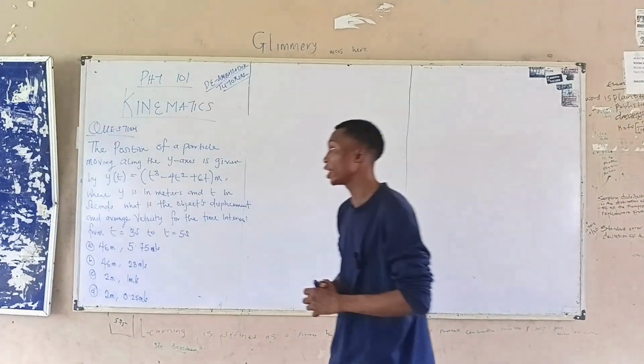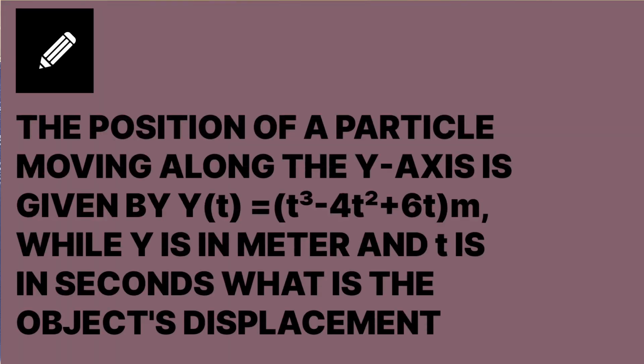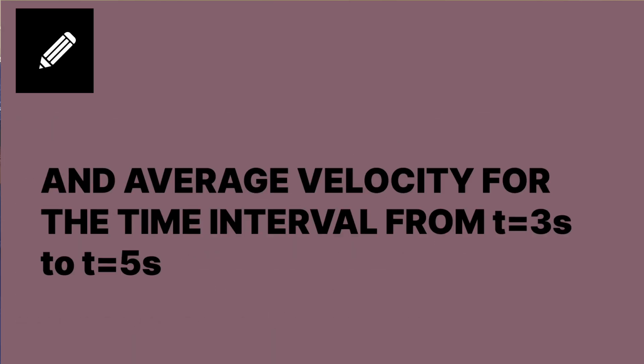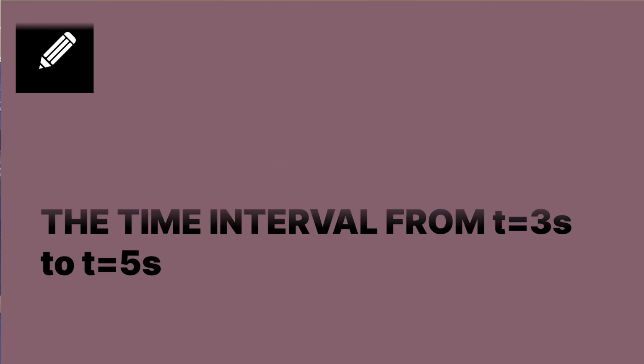Looking at this question, it says the position of a particle moving along the y-axis is given by y as a function of t equals t cubed minus 4t squared plus 6t, in meters. Y is in meters and t is in seconds. What is the object's displacement? That's the first question. And the other question is the average velocity for the time interval from t equals 3 seconds to t equals 5 seconds.